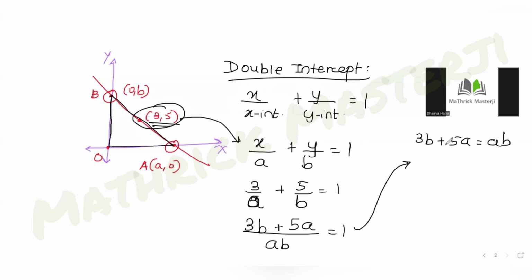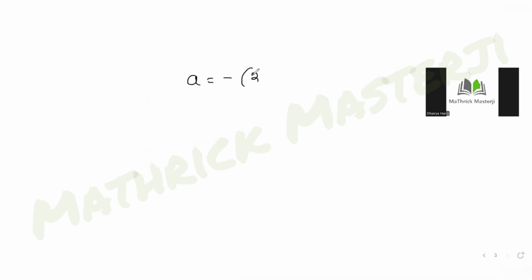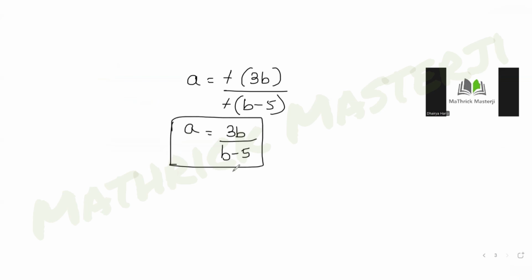Once I have that, let's try to write one variable, a, in terms of the other variable, let's say b. If I take the terms of a together, I get 5a minus ab equals minus 3b. From here, if I take a common, I get a times (5 minus b) equals negative 3b, and that gives me a equals negative 3b divided by (5 minus b). Or I can write this further as a equals minus 3b divided by minus (b minus 5). The minus signs cancel, and this gives me a equals 3b over (b minus 5). So I've converted one variable in terms of the other variable. Let's try to solve this question further.